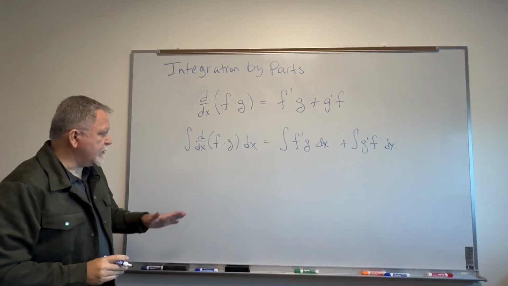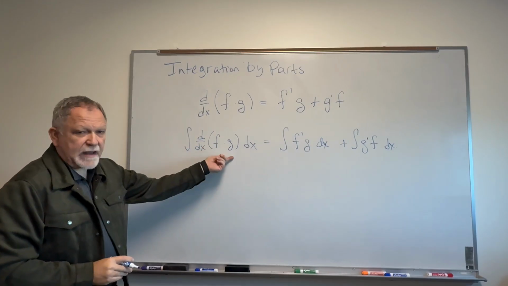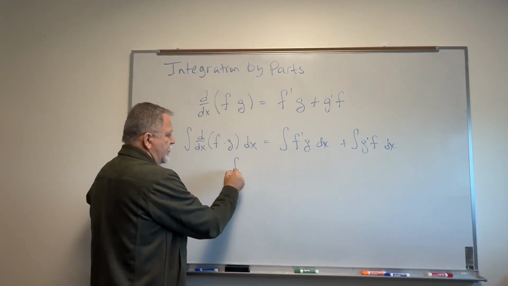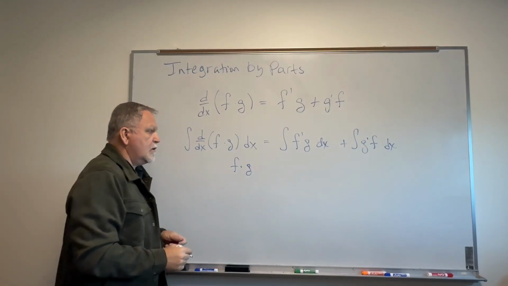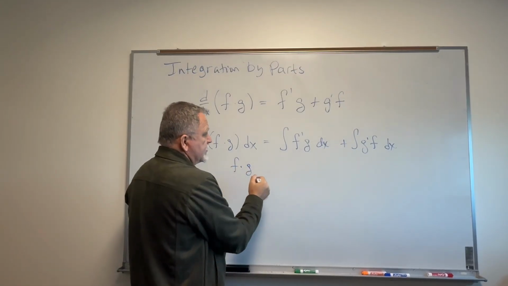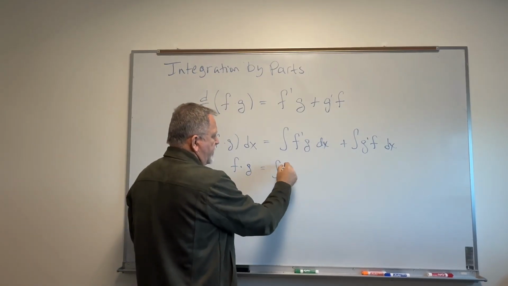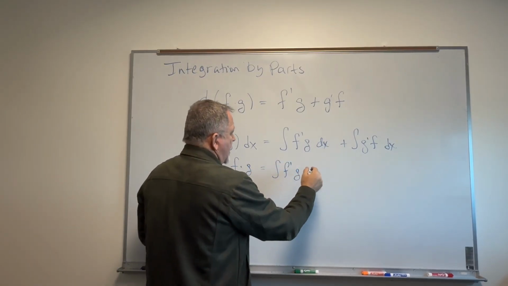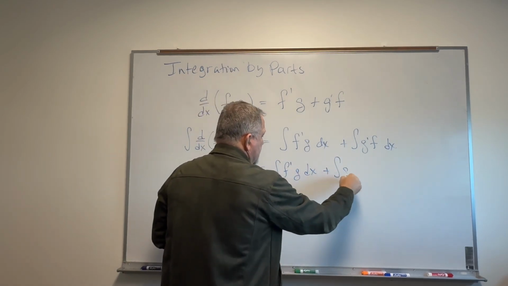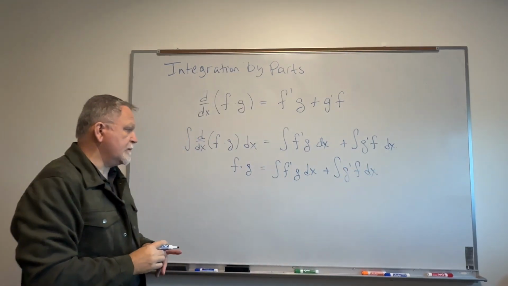Let's think about what we get. Over here on the left, I'm taking the derivative of f times g and then I'm integrating that result. Well, that's just going to leave me with f times g over here on this side. Over on the right hand side, I have these two different integrals. So I've got the integral of f prime of g dx plus the integral of g prime of f dx. So I've got those two relationships.